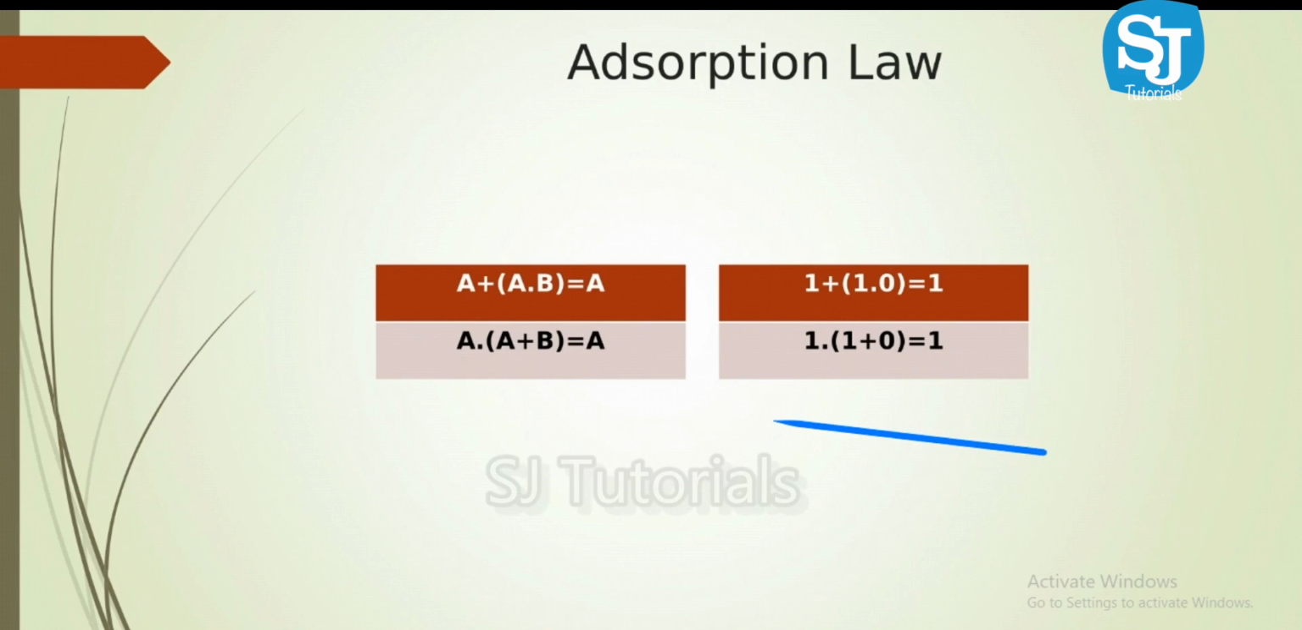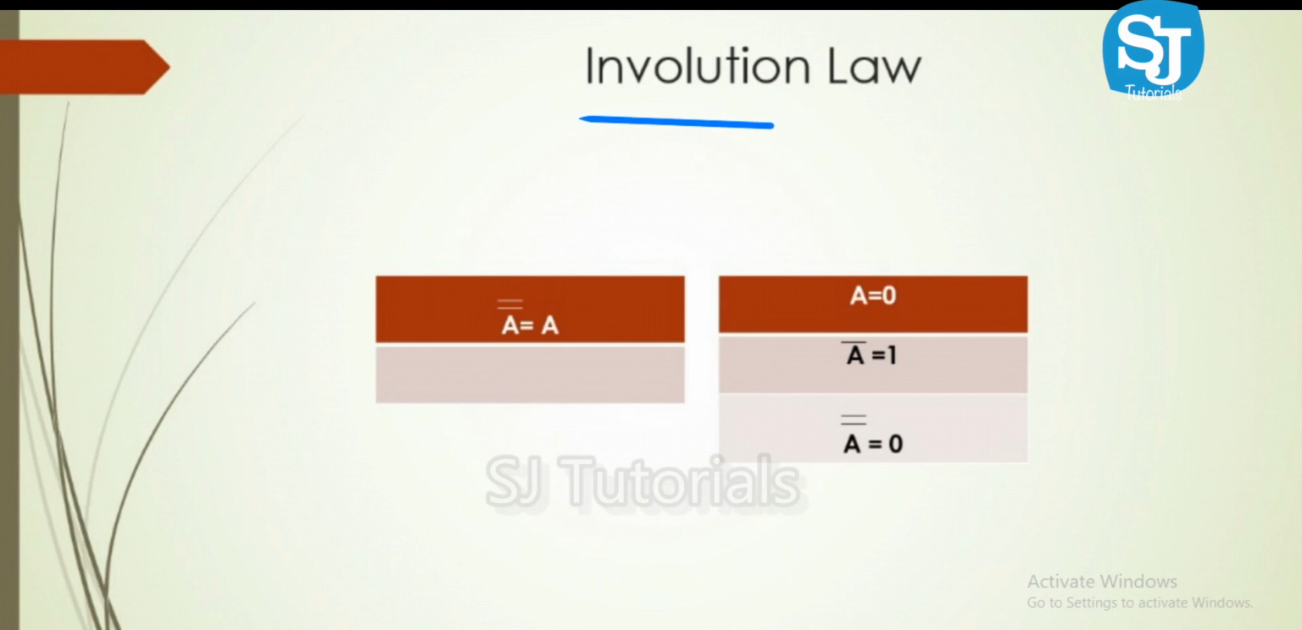This is the truth. Then the involution law means double complement. That means A double bar equals A. Here is the proof. If A equals 0, A bar equals 1. We already said A bar means just the complement of the input bit. Here the input bit is 0, so A bar is 1. Then again the complement of A bar, we will get 0. So A equals A double bar. It is called the involution law. A double bar equals A.